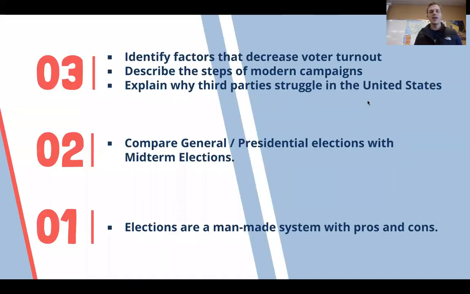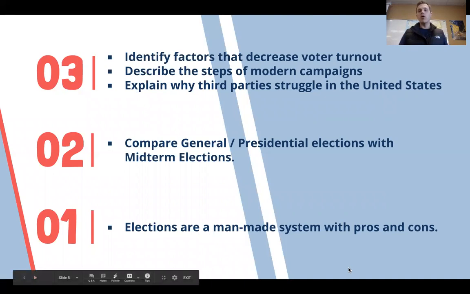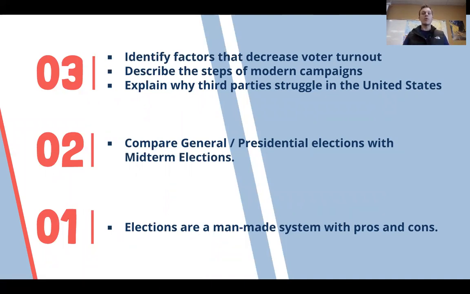So just to review again, you're going to want to make sure you identify factors, particularly that decrease voter turnout. You want to be able to describe the steps or the stages or the moments of modern campaigns. And you want to be able to explain why third parties struggle in the United States. For your two things to compare, make sure you can compare the general, or sometimes called the presidential elections, with the midterm elections. And finally, remember that chapter mantra. Elections are a man-made system with pros and cons. Just like anything else in government, it's a system made by the choices of people, and those choices have consequences, some good and some bad.